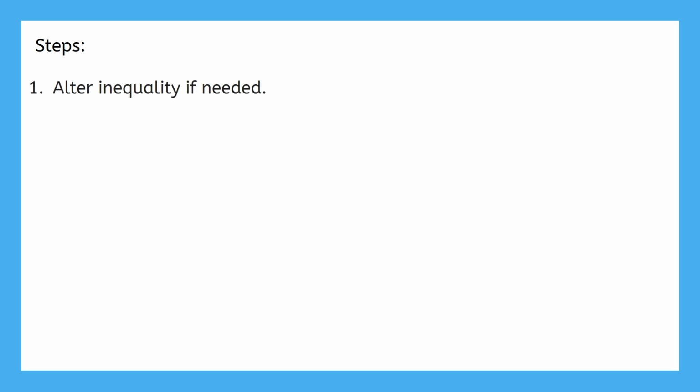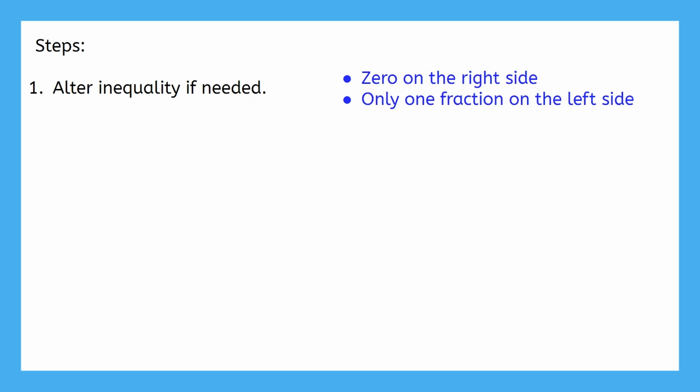When solving inequalities, we may have to alter the inequality to make it look a certain way. That's step number 1. By this, we mean that there should be a 0 on the right side of the inequality and only one fraction on the left side. We have the skills to make our inequalities look this way from earlier in the unit.